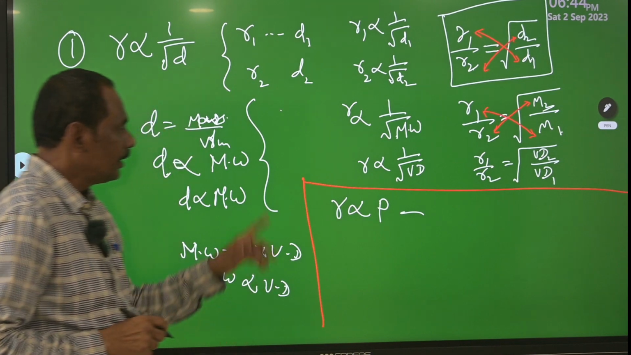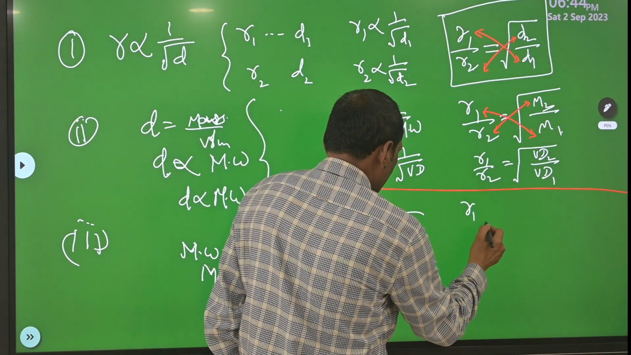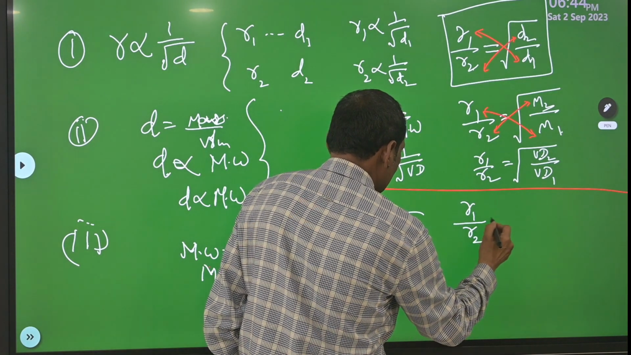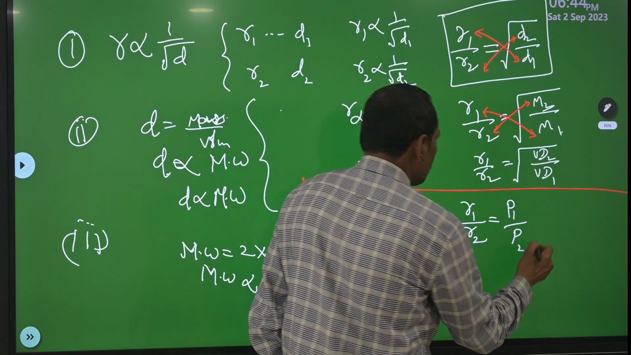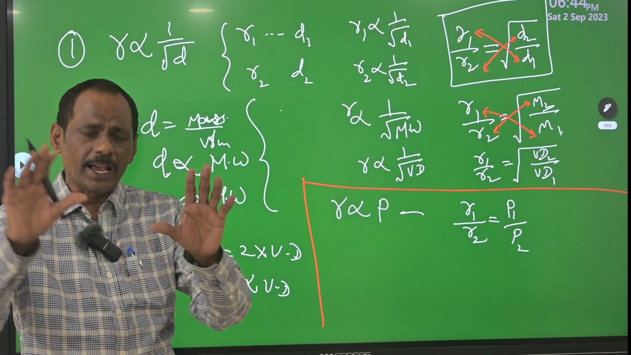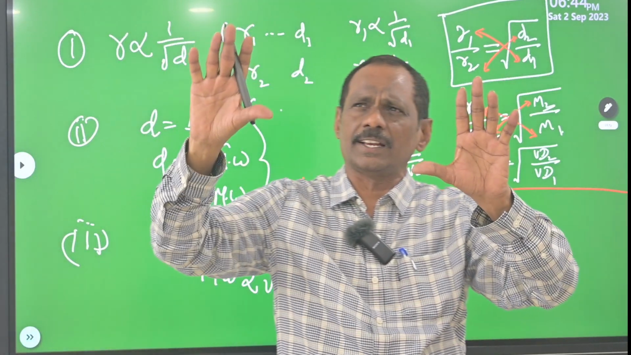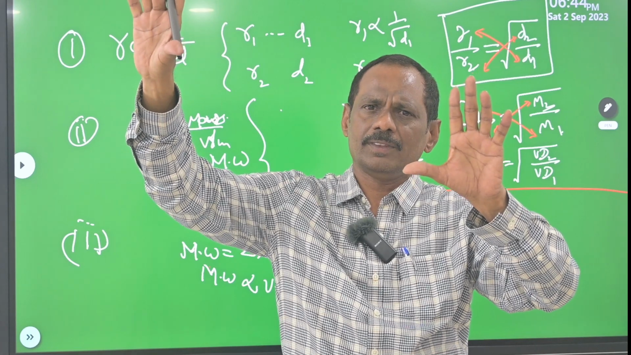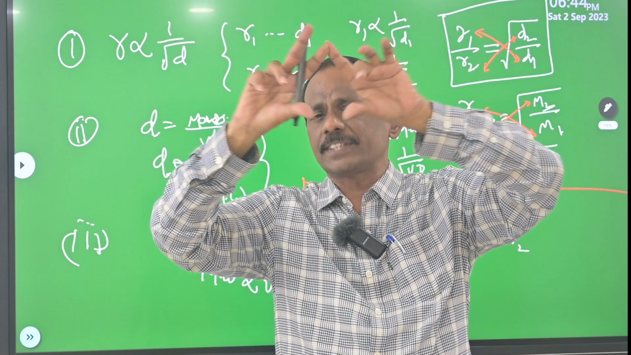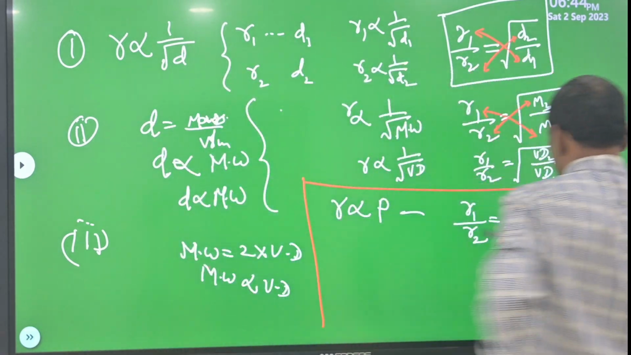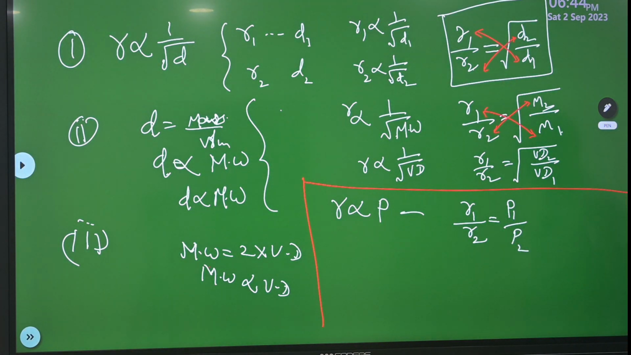Therefore, we can define Graham's law. The rate of diffusion of the same gas is given by R1 by R2 equal to P1 by P2. If the same gas is taken at two different pressures, for example, hydrogen gas is taken in a vessel at 1 atmosphere pressure, and the same hydrogen gas is taken in another vessel at 4 atmosphere pressure, then the ratio of the rates of diffusion R1 by R2 is equal to P1 by P2.